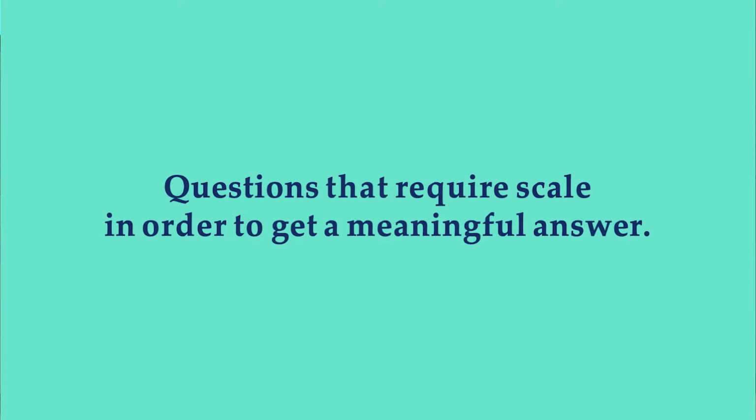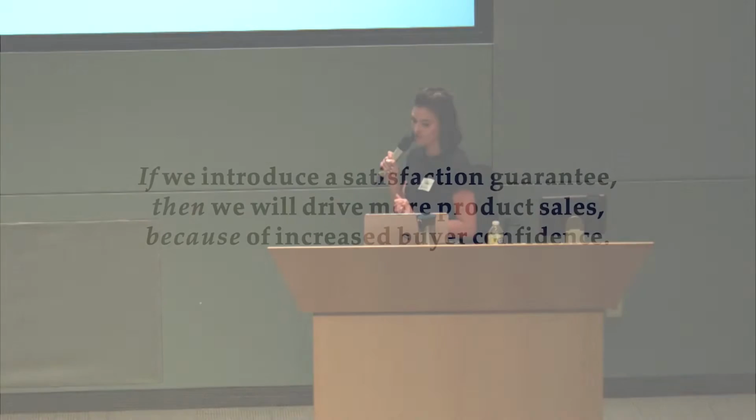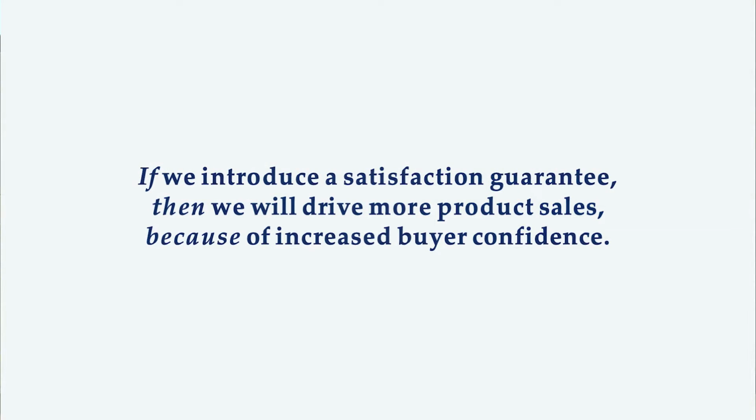For our second example, questions that require scale in order to get a meaningful answer. By this, what we mean is a lot of times when you're A/B testing, you're not making super noticeable changes, but again, they do make an impact. Given that, based on scale, you might have to run your test for a longer period of time in order to see the results you're looking for. So for this one, if we introduce a satisfaction guarantee, then we will drive more product sales. Again, just trying to get people to buy more, because of increased buyer confidence.